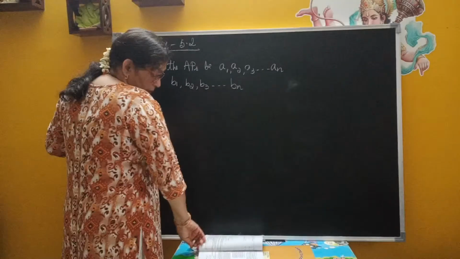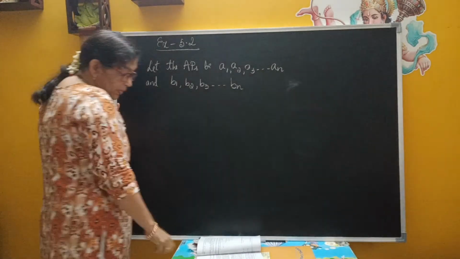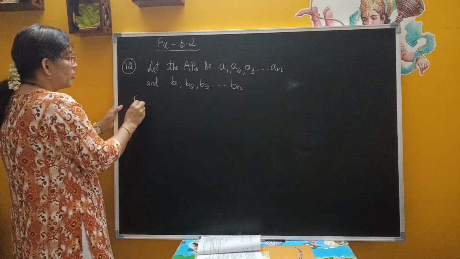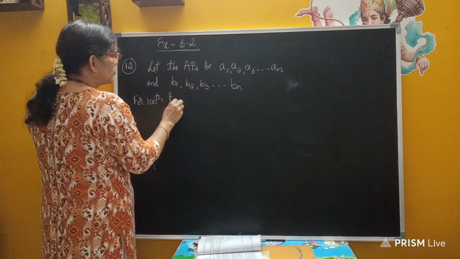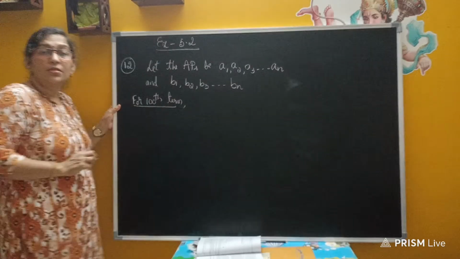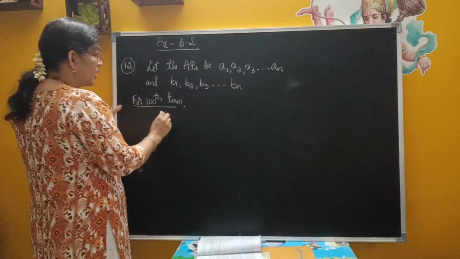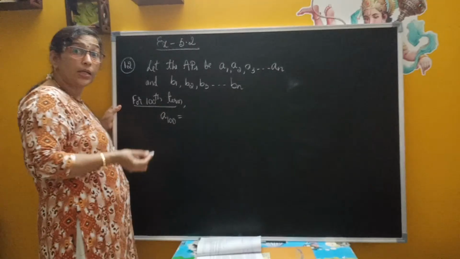Now what is given? D is common in both. The difference is the same, the common difference. So D is common, and the difference between 100th terms is given. Now first case, for the 100th term, let us write. What is the formula? An is equal to A plus n minus 1 into D. So A100 is equal to A plus 99D.